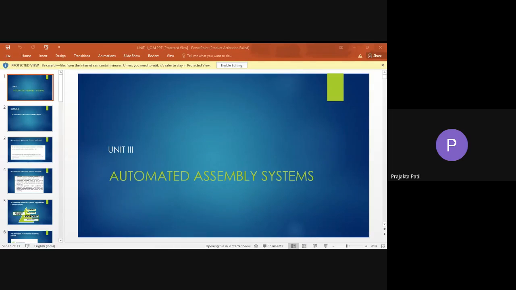Okay, so what is this automated assembly system? How do you define this automated assembly system?